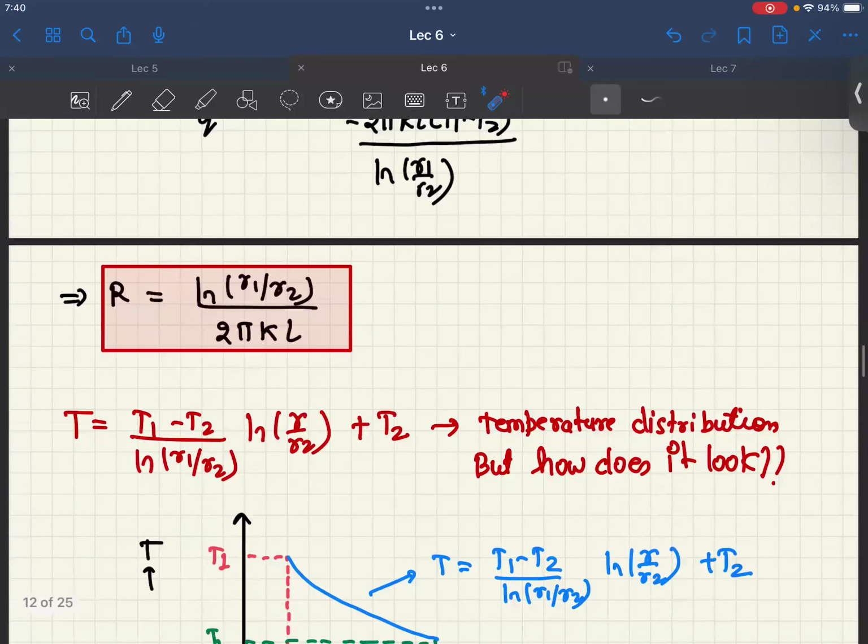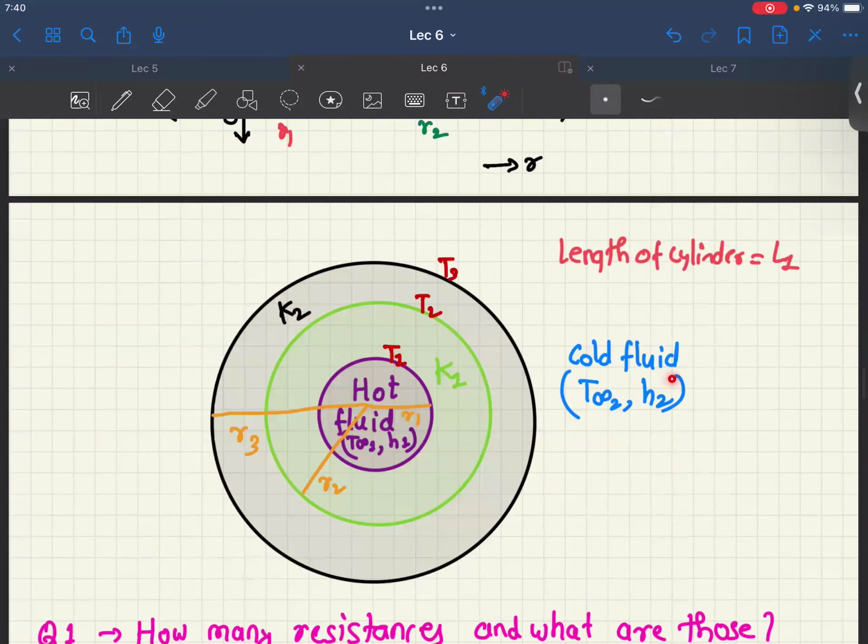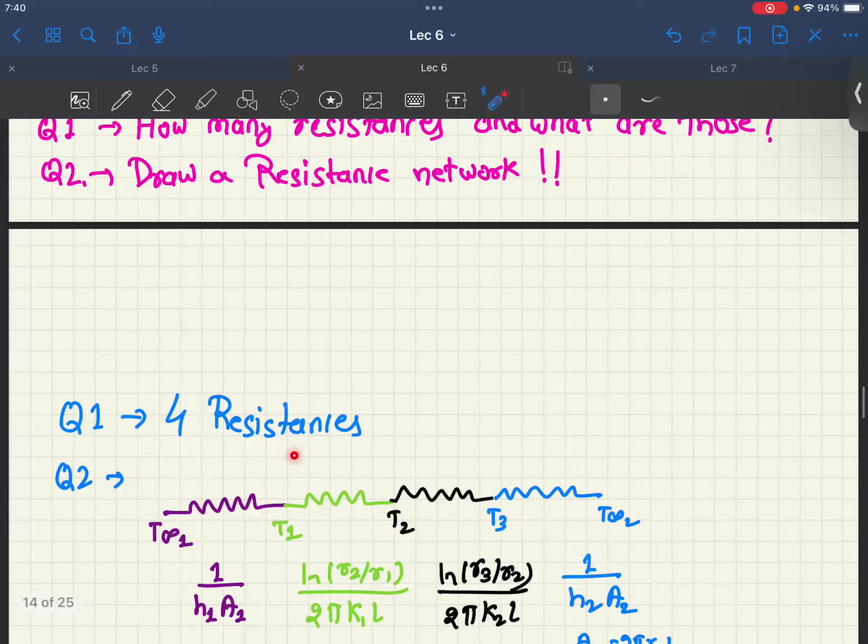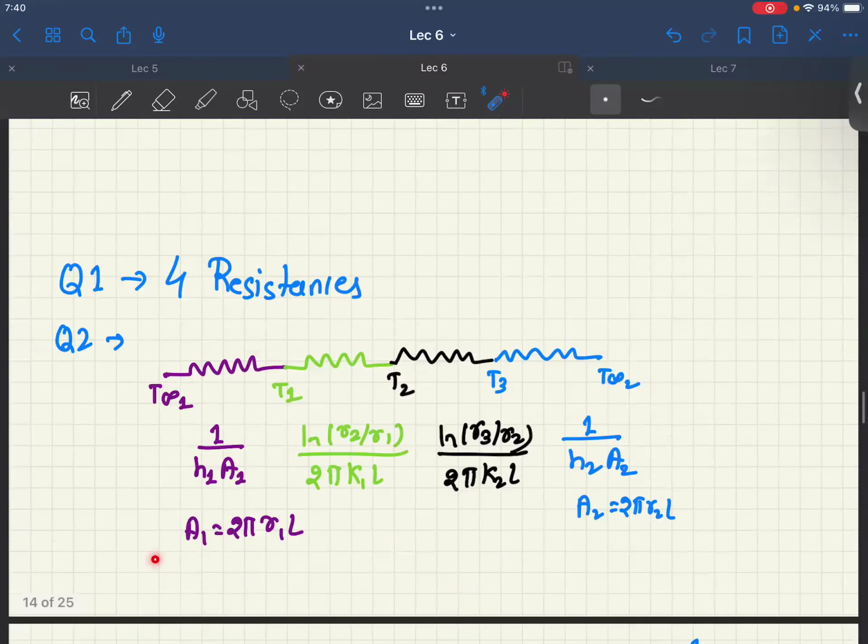And then the fourth one is this cold fluid. So in total there are 4 resistances here. ठीक है, 4 resistances हैं. How many resistances do we have? We have 4 resistances. And can we draw the resistance network? Yes, we can draw the resistance network.